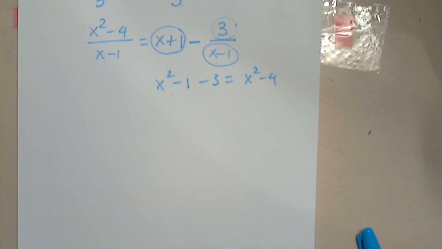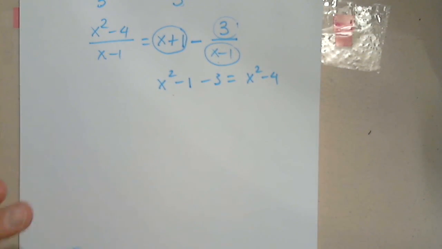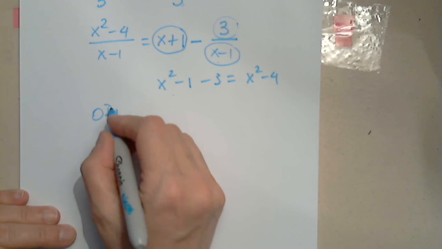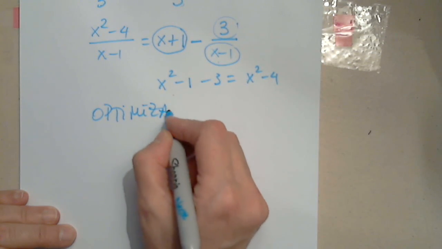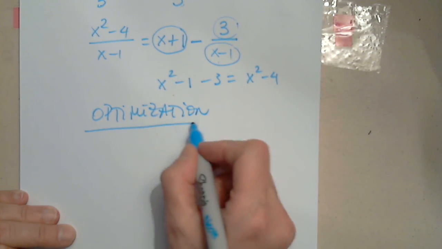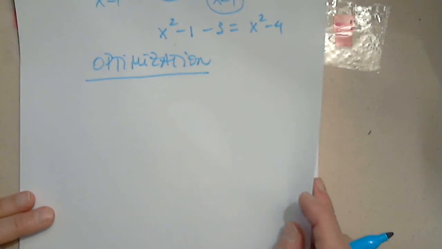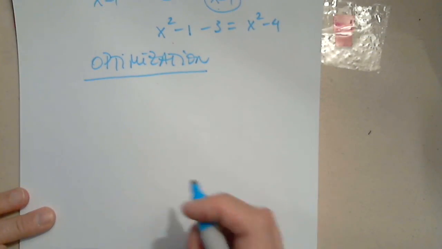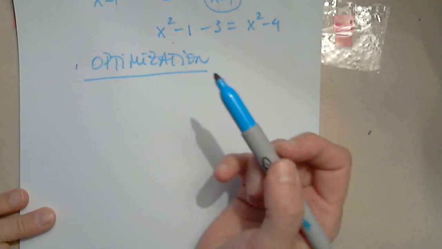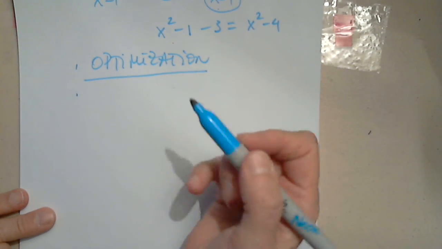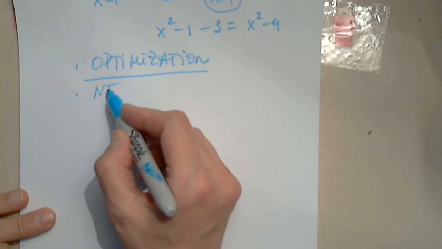So what is left from this chapter before we start reviewing it? We have left optimization. So this is a section similar to related rates, but a different topic. It's optimization. So we're going to have to work on word problems a lot. And the next one is Newton's method.